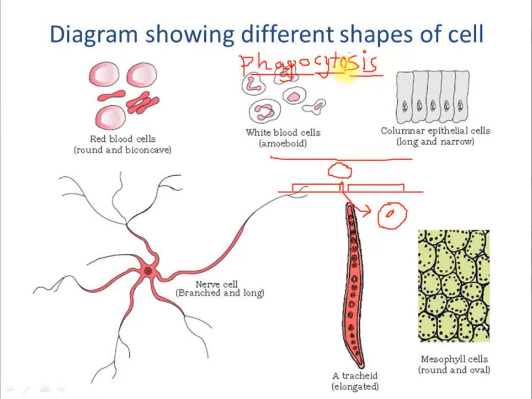cell membrane, right? And this is achieved by throwing out pseudopods. Pseudo means false, pod means limb. A cell which is able to throw out pseudopods definitely has to be of irregular shape, amoeba-like shape, which can change its shape. And now you can understand why this shape is amoeboid, because the cell is capable of doing phagocytosis.